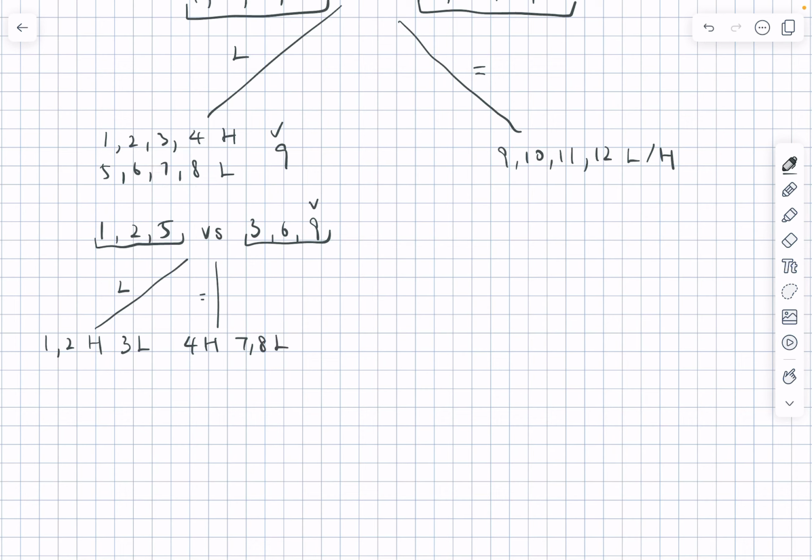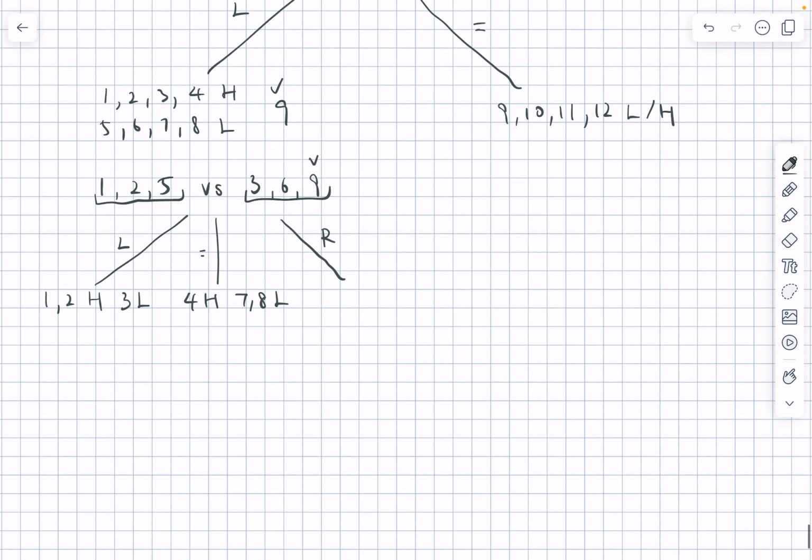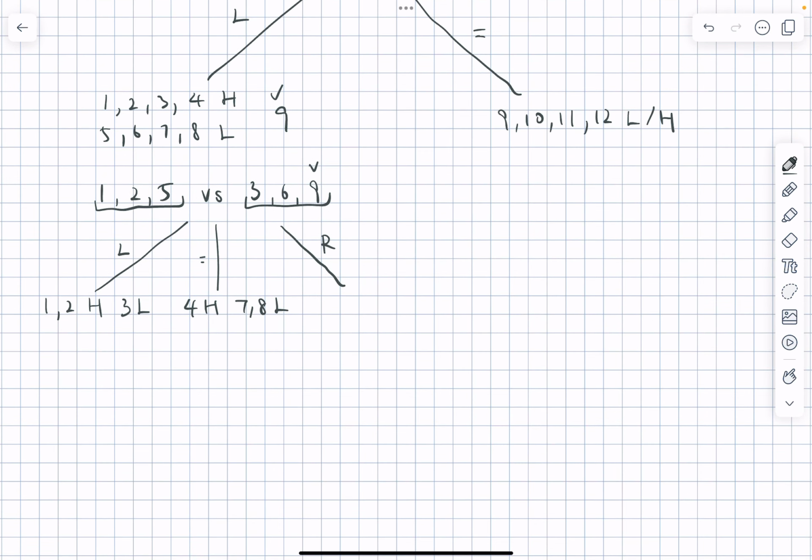So what happens if the right side is heavier? The right side has 3, 6. Only 6 is a possible heavier ball. And if the left side is lighter than the right side, that means 5 is a possible lighter ball. So either 5 is lighter or 6 is heavier. So there's only 2 options here.